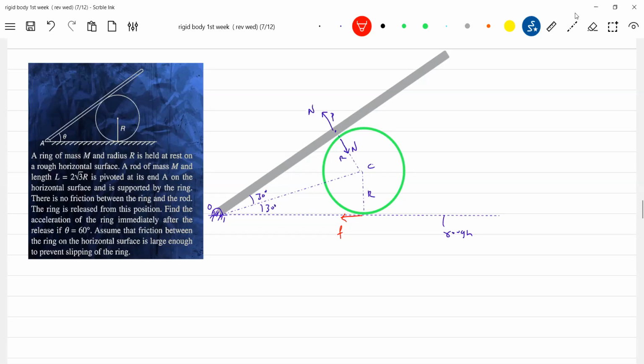Then, alpha 1, alpha 2. We'll call this alpha 1 and alpha 2, and alpha 1 we'll call A1. I think this is enough now. So write all possible equations that are responsible for the motion of the rest.